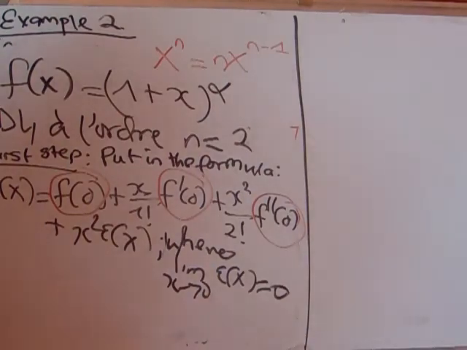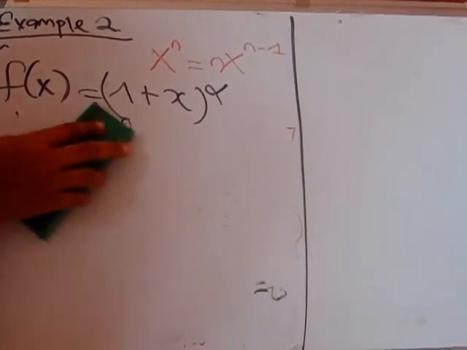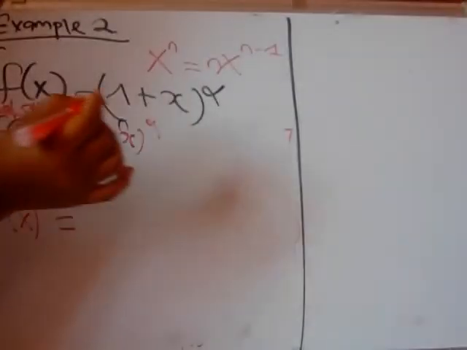So we're having f of x, f prime of x, and f prime prime of x. So this is the second step. The second step is actually performing the operation now. f of x is (1 plus x) to the power of alpha. f prime of x, we have to derive it using this method we have. So we have alpha times (1 plus x) to the power of alpha minus 1.